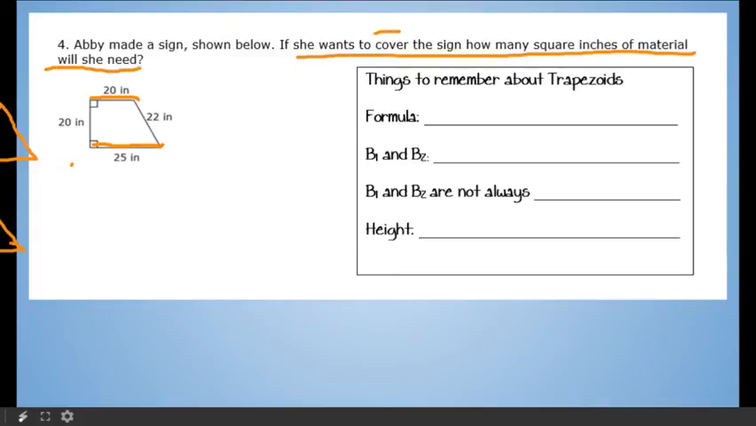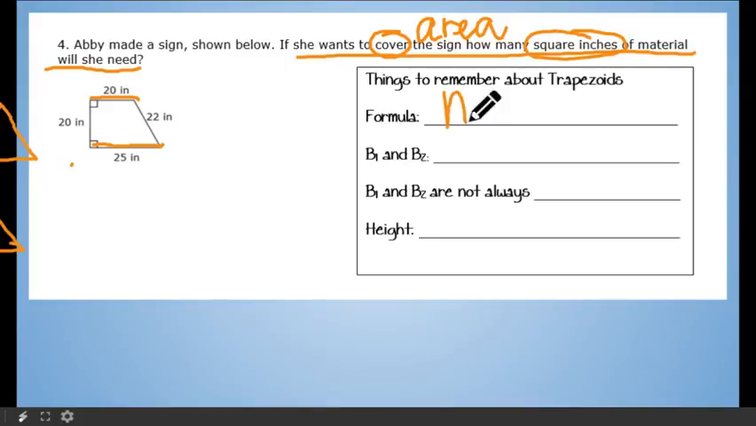So cover is one of those words we talked about the other day when we did our area and circumference sort with circles. It's the same idea with shapes that aren't circles. If you're going to cover something, then you need to fill the entire inside of it, not just the outside edges. So that tells me we're going to find the area. That square inches phrase also tells me we're going to find area because we measure area in square units. So we need to find the formula.